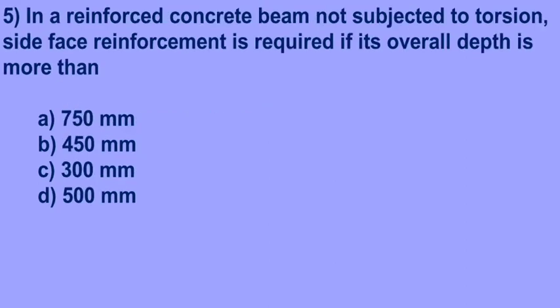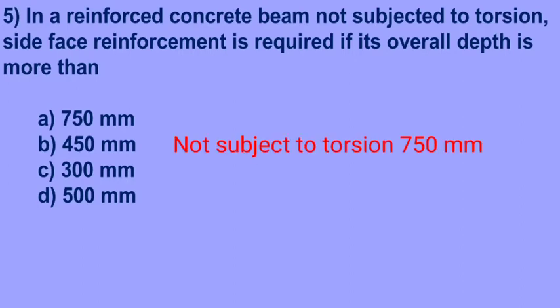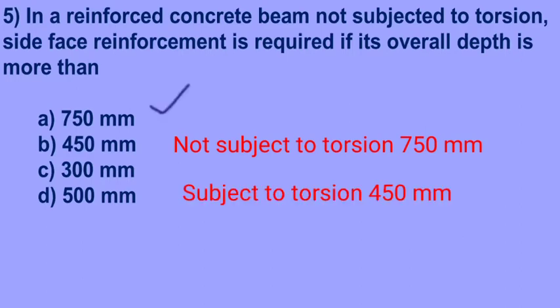In a reinforced concrete beam not subjected to torsion, side-face reinforcement is required if its overall depth is more than option A 750 mm, option B 450 mm, option C 300 mm, and option D 500 mm. In a reinforced concrete beam not subjected to torsion, side-face reinforcement is required if its overall depth is more than 750 mm. So, option A is the answer.